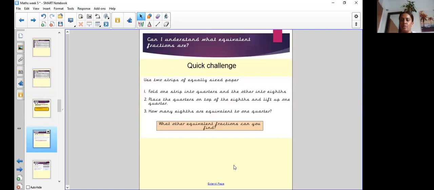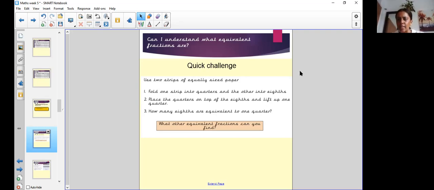You need to get 2 strips of paper. Just to make it quick and easy for an understanding, I've got my notebook here and I've taken a piece of paper out of my notebook. It says fold one strip into quarters and the other into 8. Quarters means 4. So I've got my piece of paper that I've cut in half.